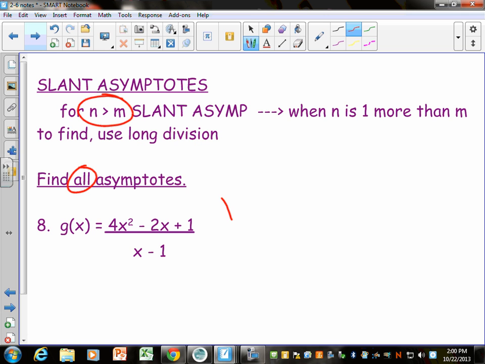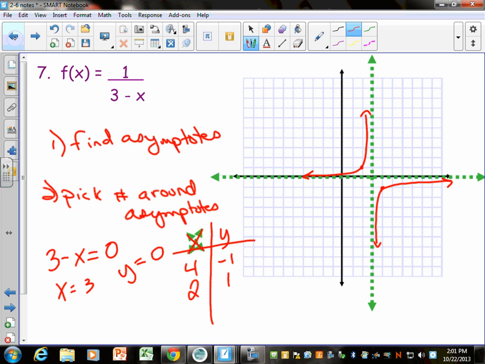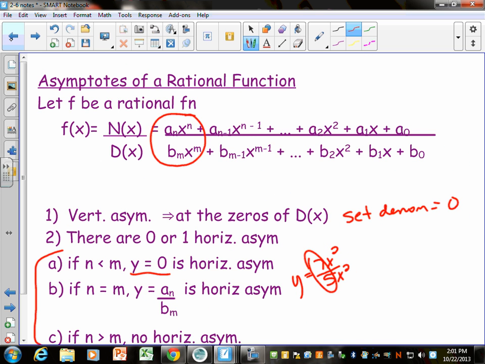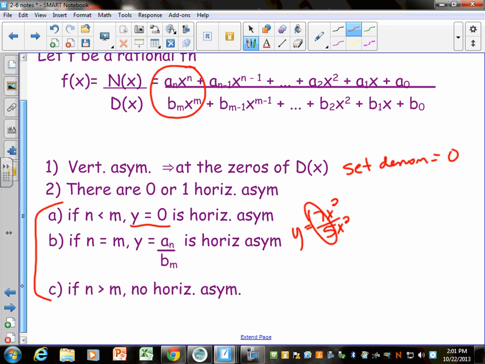X equals 1. What about the horizontal asymptote? The numerator is degree 2, the denominator is degree 1. So what's the horizontal asymptote? Numerator is bigger than the denominator. No horizontal asymptote, right? If the numerator is bigger than the denominator, there's no horizontal asymptote.